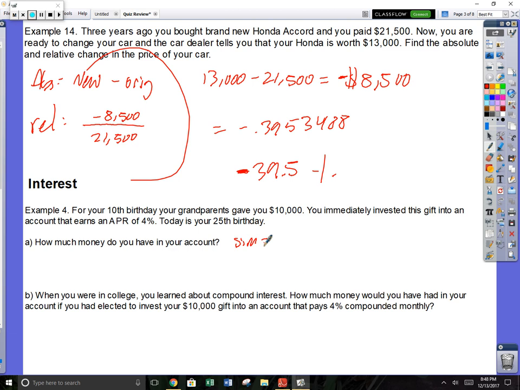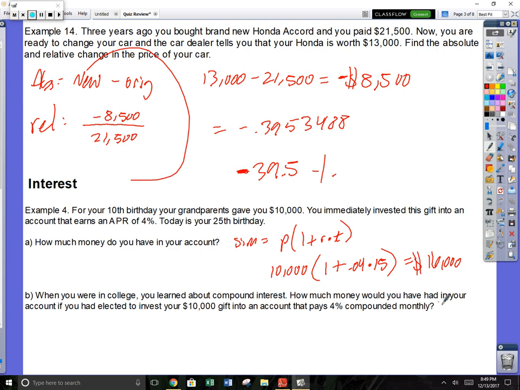Your simple interest is the principal times 1 plus the rate, the APR, times how many years you leave it in. So 10 grand is going to be my principal. 1 plus the rate is 0.04. Times that by how many years? 25. You got it on your 10th birthday, so that is a difference of 15 years. So if you go 10 grand, and so on, you are going to end up in the bank with 16 grand.